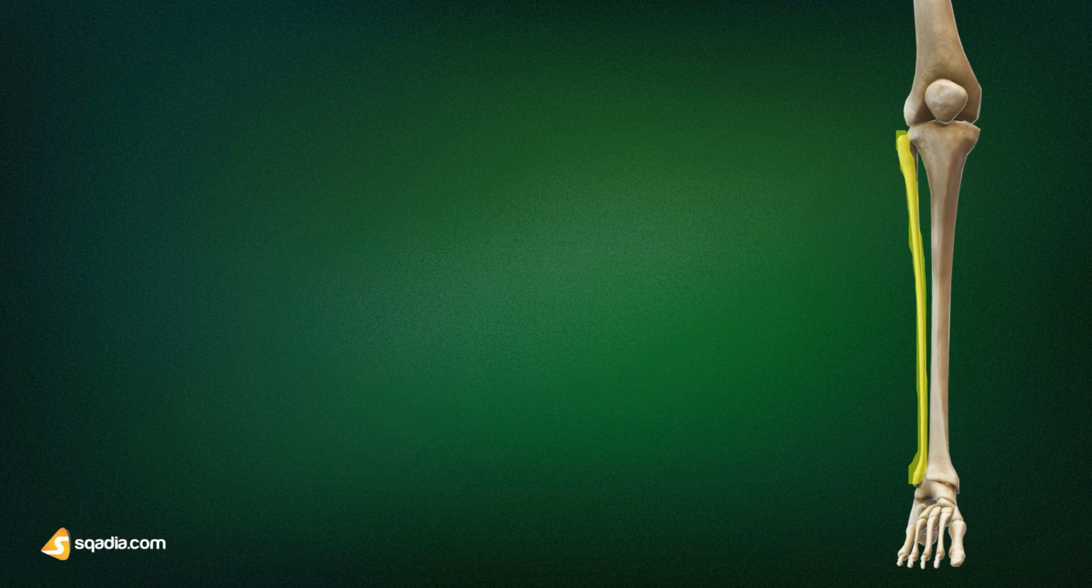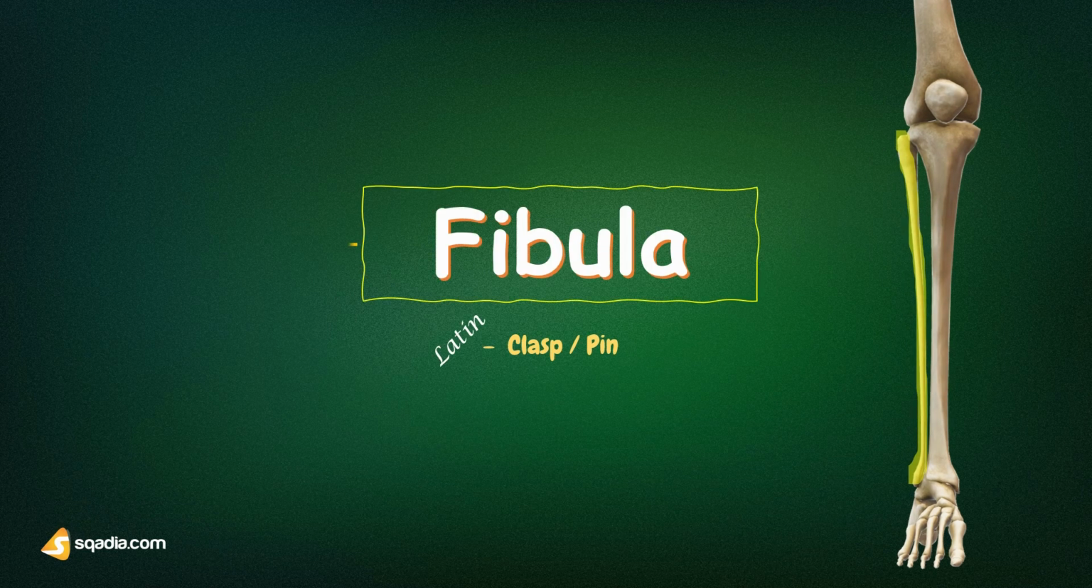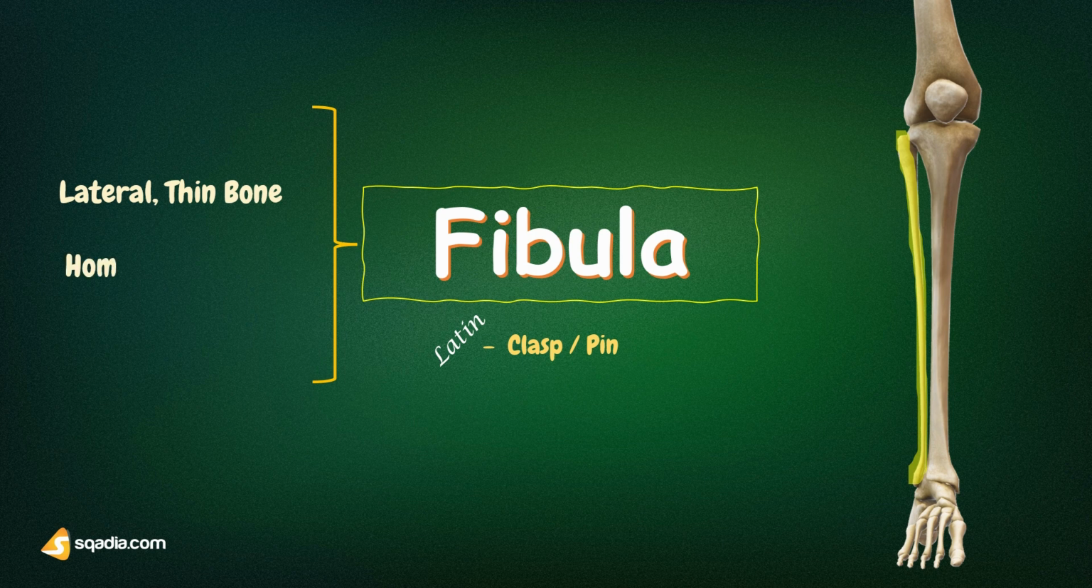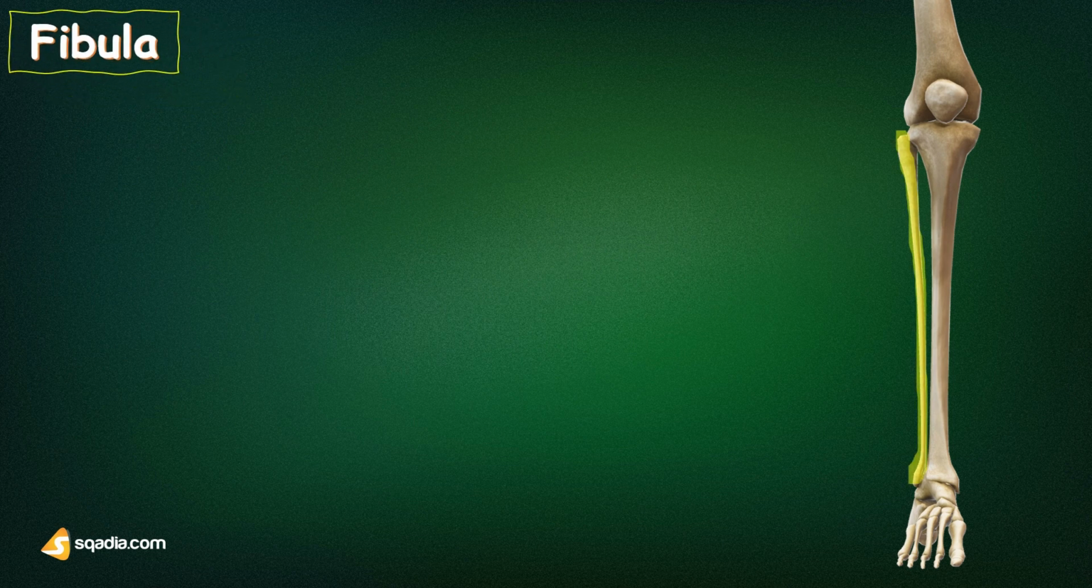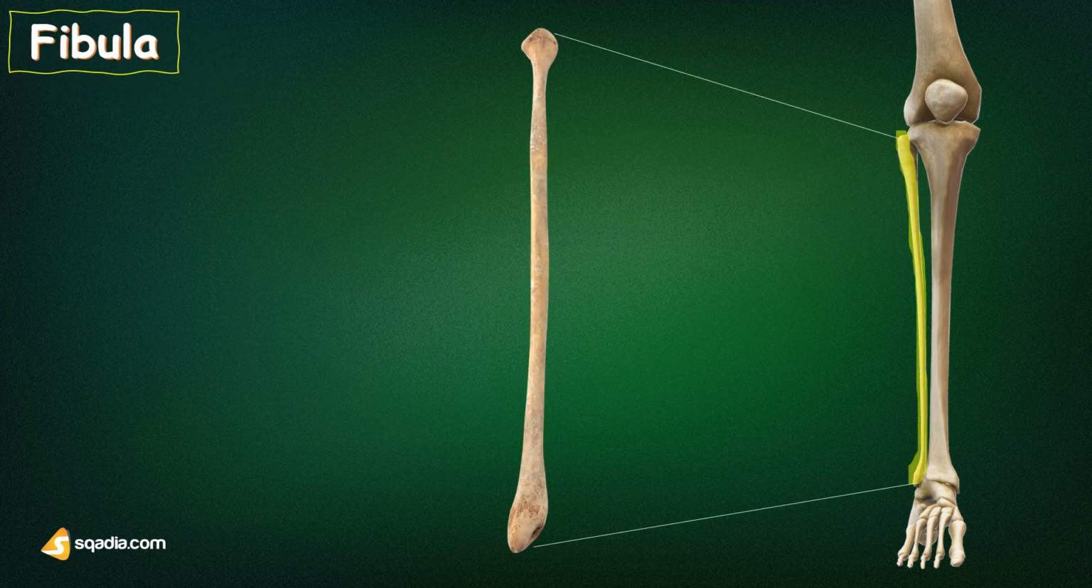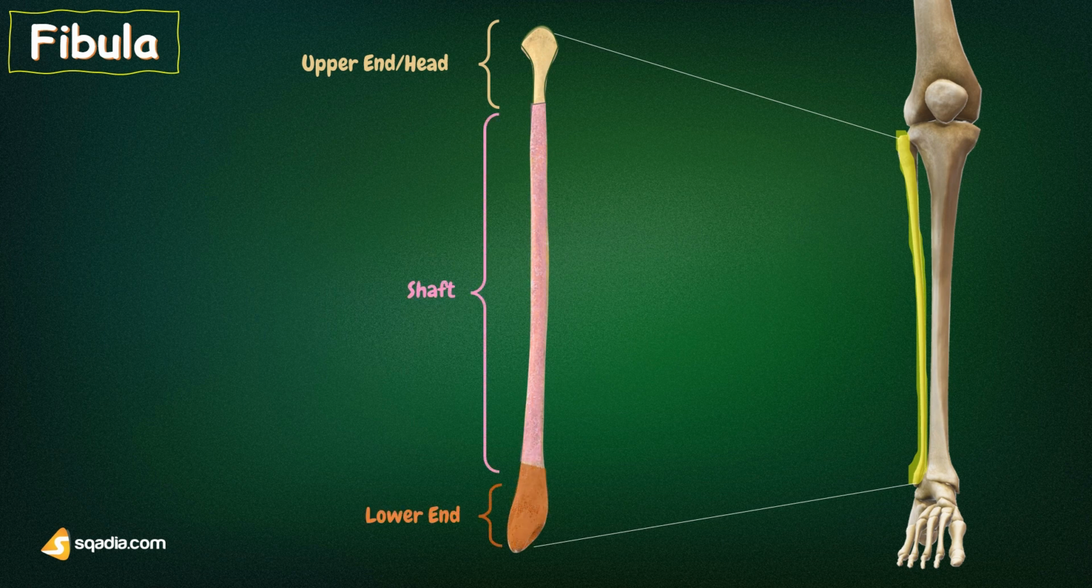The fibula is the lateral and smaller bone of the leg. It is very thin compared to the tibia. It is homologous with the ulna of the upper limb. The fibula comprises an upper end or head with a circular articular facet and a small styloid process, a lower end with a prominent lateral malleolus and a thin shaft between the two ends.